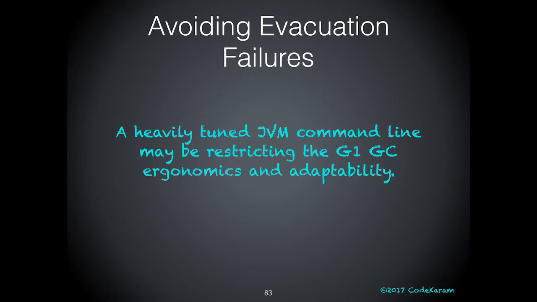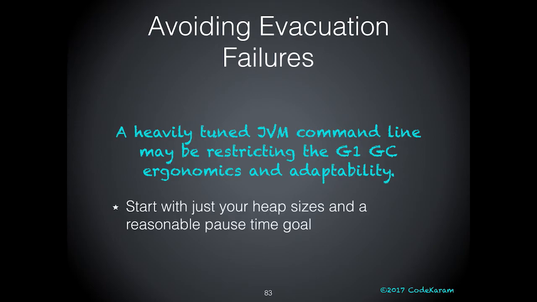A heavily tuned JVM command line could be restricting G1 GC's adaptability. GC ergonomics is a HotSpot JVM term, so I'm using the same thing, and adaptability. G1 is adaptable. You give it a pause time goal. Start just with your heap sizes and a reasonable pause time goal and see where it leads you, right?